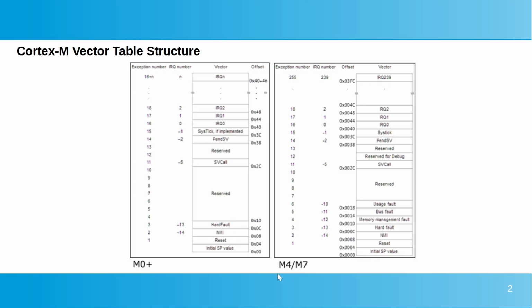On M4 and M7, we always have support for the MemManage fault, bus fault, usage fault, and system timer. Hence, we will always have the corresponding entry for their handler available within our vector table.